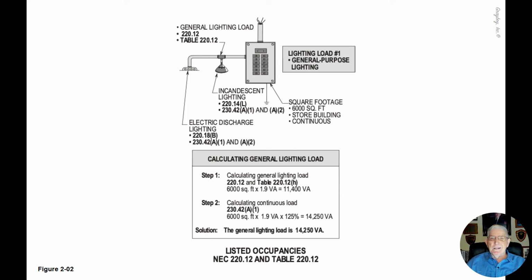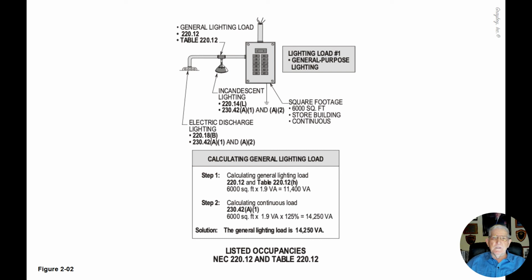But if they strictly go by the code, now we're talking about the state, county, or city, then the solution answer would be 11,400. So keep this in mind, and this would be one of the test items and tips that you would need to make sure of. How does the testing agency, given the test, look at this table? Do they require the 125% to be added? Or are they strictly going by what the table requirements are? So that's what this figure 2-2 is illustrating, listed occupancies.